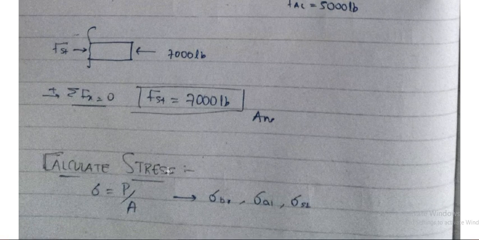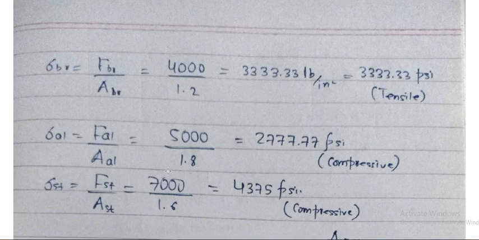Now I can calculate stress. We know the stress in measurement form can be written as P over A. So sigma bronze equals FBR upon ABR, the area of bronze. This is given in the question, 1.2 inch square, and this we have calculated, FBR. This is the internal force. We have calculated the internal force for each and every material, so divided by the area of that section, you will get the stress in each material.